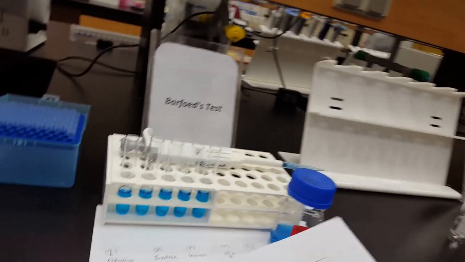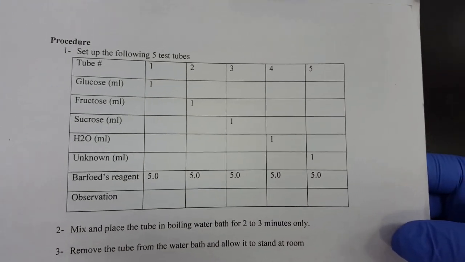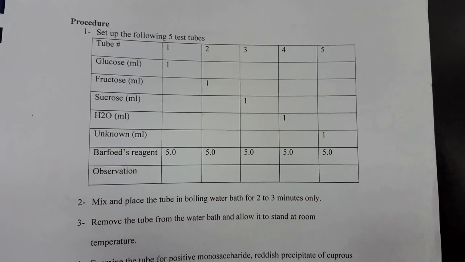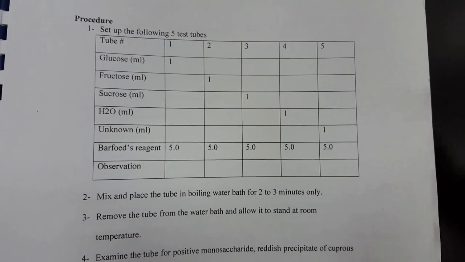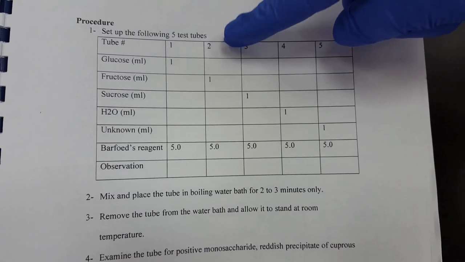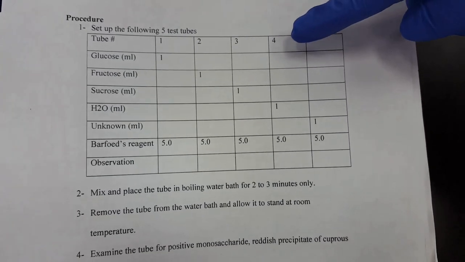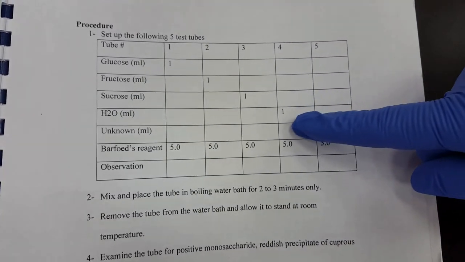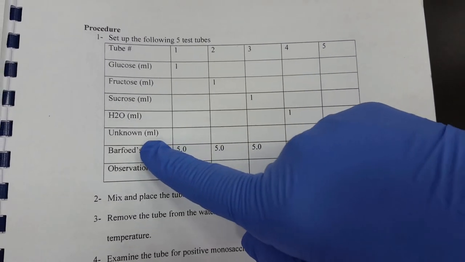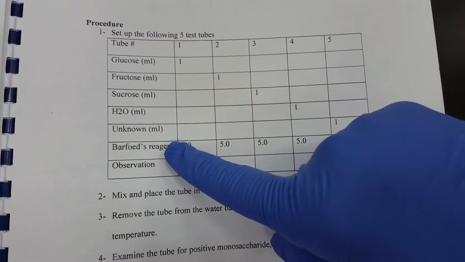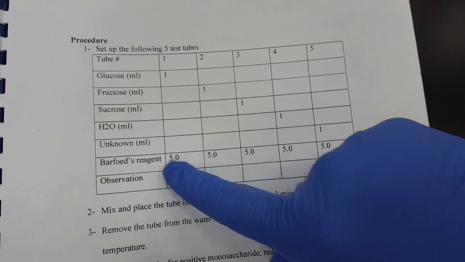What is the setup of this test? Refer to your manual again. As you can see in this procedure, it shows the table or the setup of your tubes. We have five test tubes. To the first test tube, we add the glucose. To the second, the fructose. The third is the saccharose. And the fourth test tube is the distilled water. The unknown is in the last test tube, which is unknown one, since we excluded unknown two.